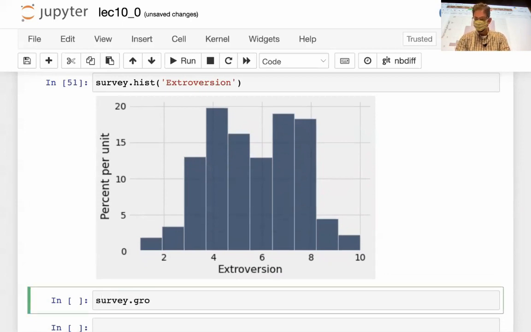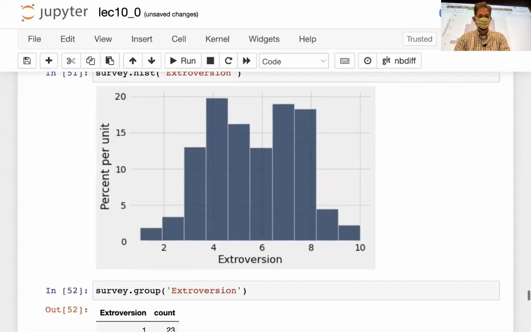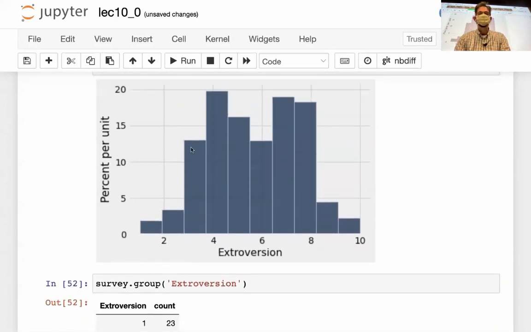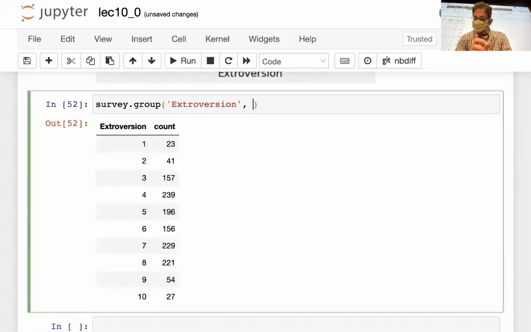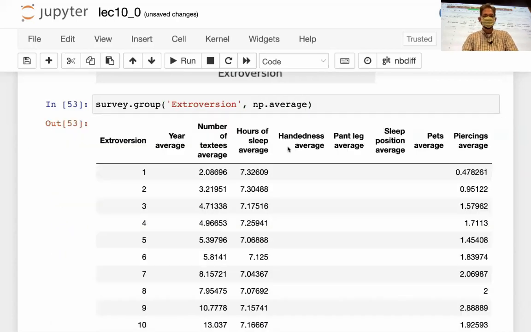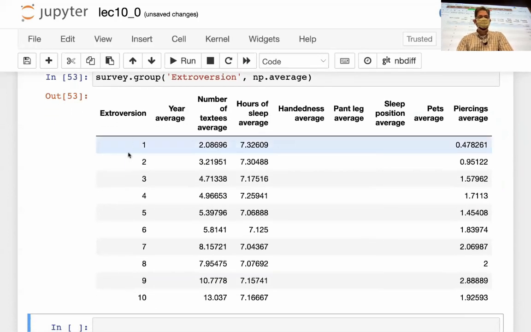If you group by extroversion, then you just get the counts that correspond to the heights of these bars. But if you group by extroversion and then say what I want is average values of everything else, we get some interesting stuff. For everyone who said my extroversion level was 4, the average number of textees was about 5. The number of hours of sleep was 7.2. And you can look for associations.